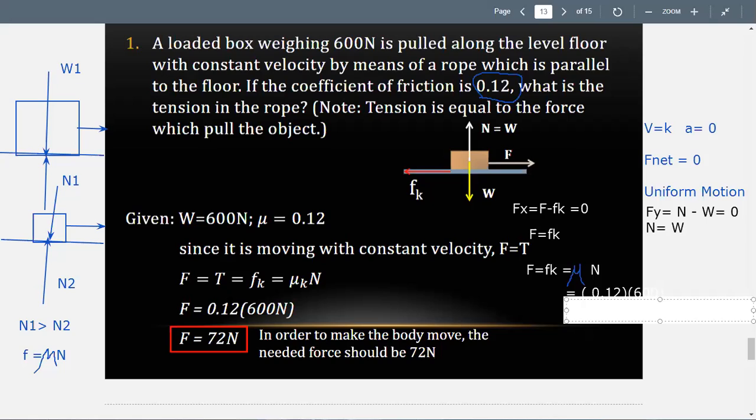Again, the explanation for why we have these equations is that the horizontal and the vertical forces can be described as either at rest or moving with uniform motion. Okay, do you have a question? So this is now 72 Newton, that's 600 times 0.12.